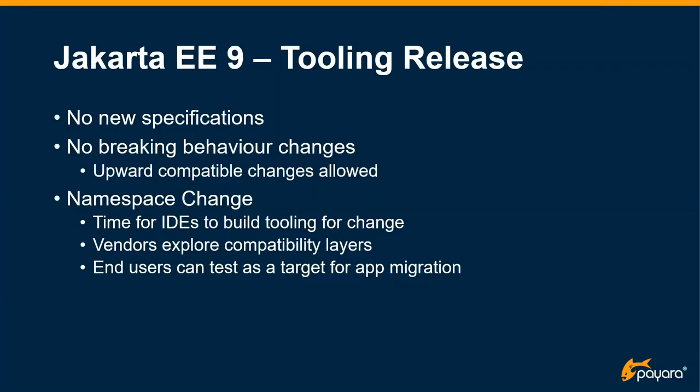So we can explore compatibility layers. We can collaborate with other vendors on how we can build compatibility layers to support old applications running on Jakarta EE 9. And finally, end users and developers can start taking these APIs, testing and moving their applications onto the new namespace, knowing that none of the behavior has changed. So any problems they encounter will likely be only due to the namespace, and potentially support for that namespace change within their tools.